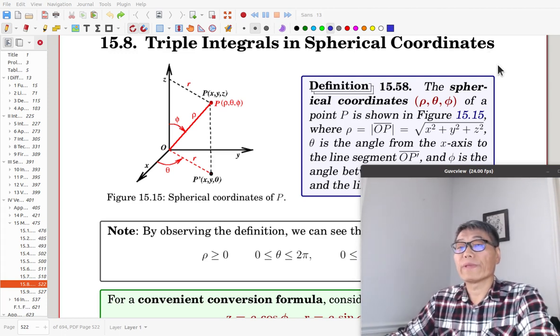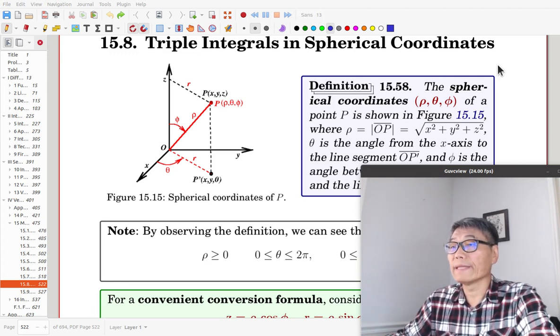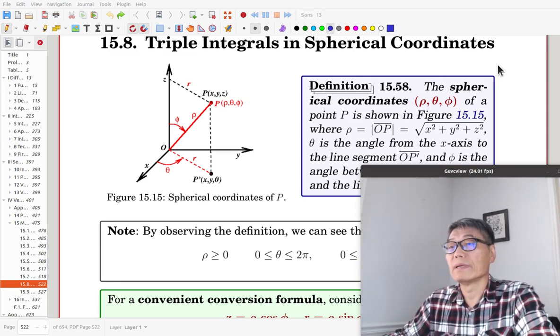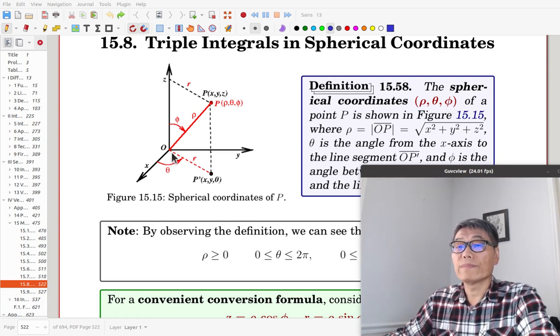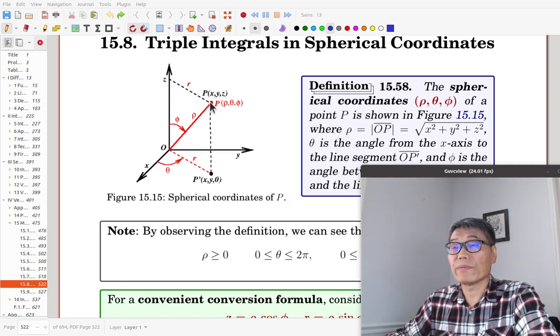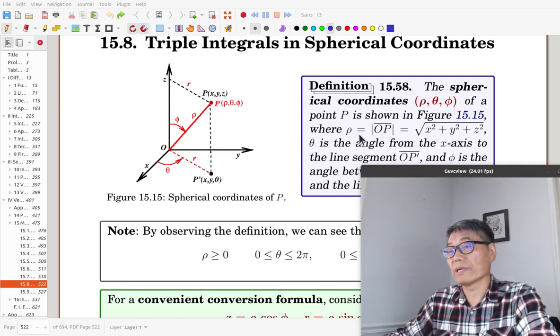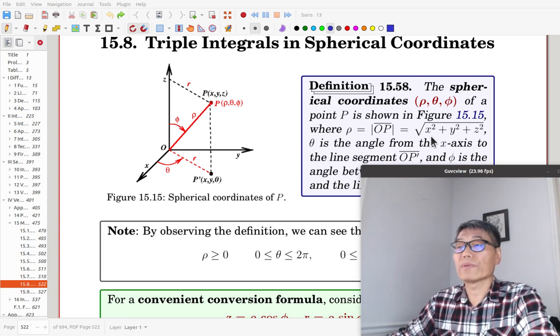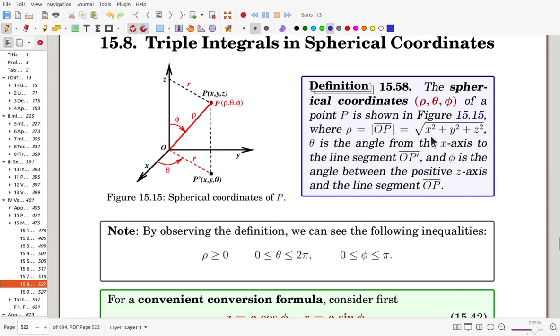Section 15.8, triple integrals in spherical coordinates. The spherical coordinates system represents points in 3D using three variables: rho, theta, phi. Rho is the distance from the origin to the point (x, y, z). By using the Pythagorean theorem, you can find it easily. Rho is the square root of x squared plus y squared plus z squared.